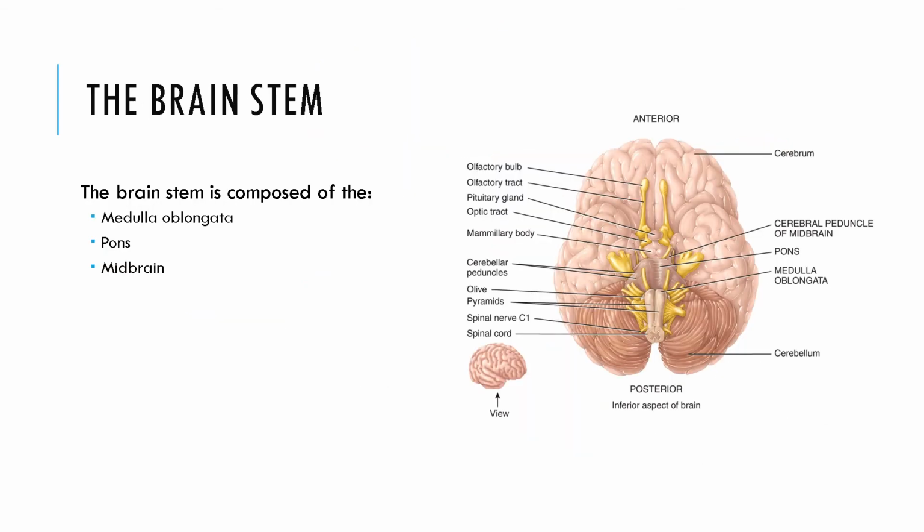Moving on to the brainstem. So the brainstem is the part of the brain between the spinal cord and the diencephalon. Now it consists of three structures. We have the medulla oblongata, the pons, and the midbrain.